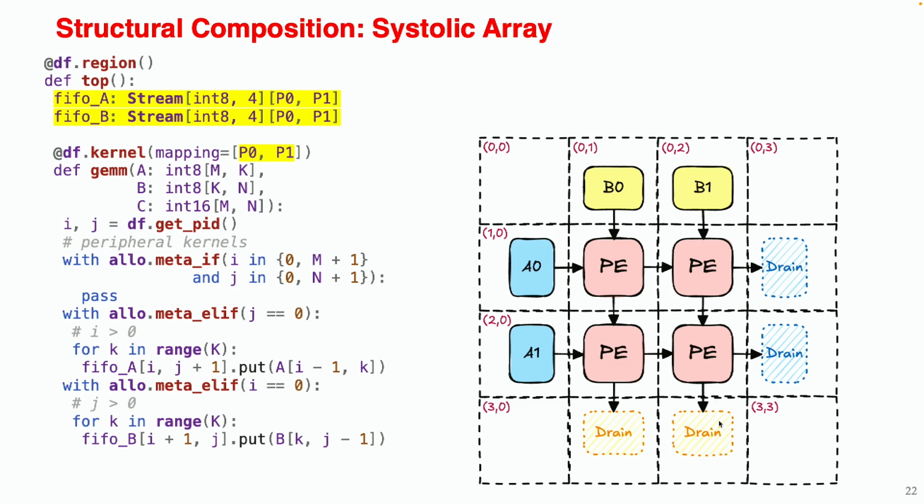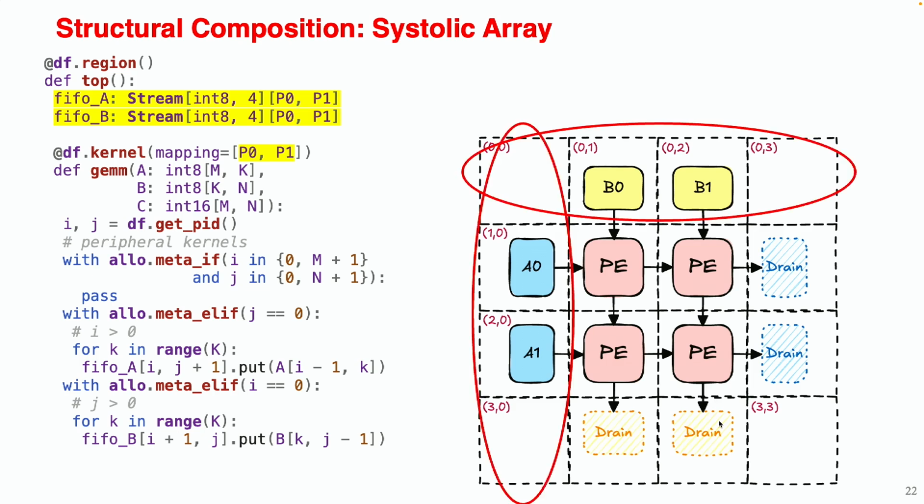Here we show the output stationary systolic array again. Compared to the previous transformations with primitives, this implementation is more straightforward. Users only need to specify the actual work inside one kernel. For example, the peripheral kernels only need to load the data and then send them to the compute PE. And we can use meta_if and meta_else_if to specify the functionality of a specific PE. And those conditions are evaluated at compile time, so no additional control logic will be generated.